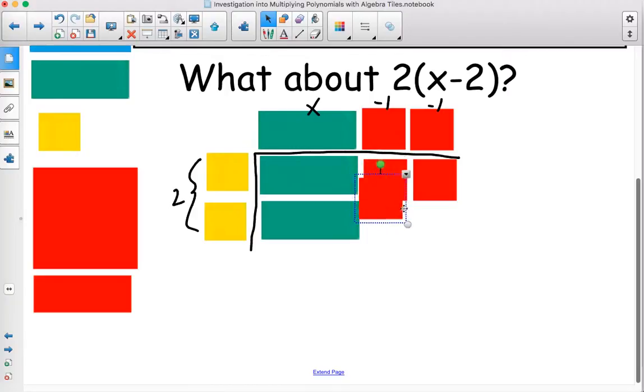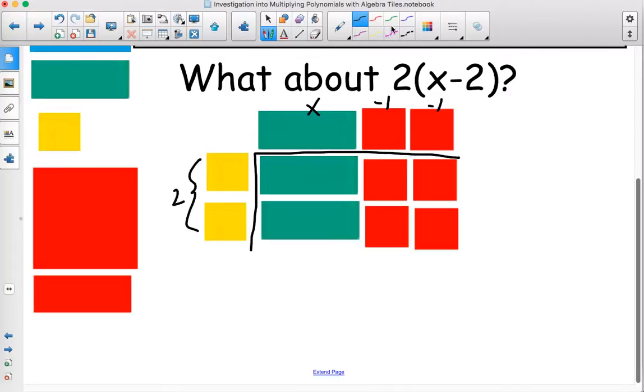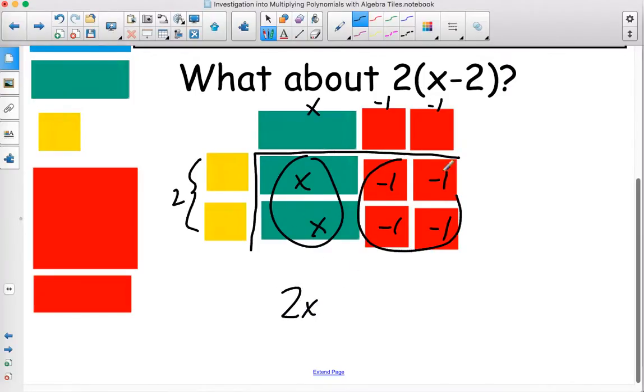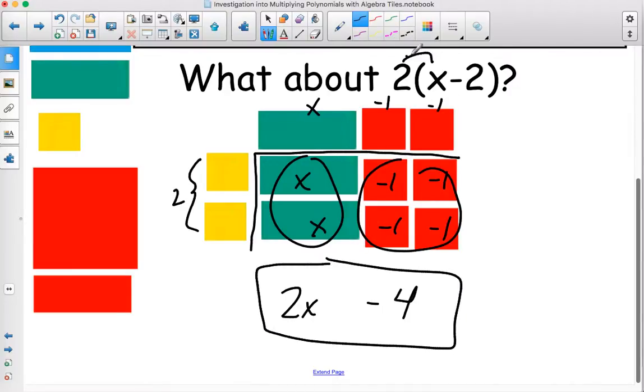And the reason why is because one of my dimensions was negative. So when I multiply 2 times x minus 2, what are the area pieces I get down below? Well, I get an x, I get an x, I get a negative 1, I get a negative 1, I get a negative 1, I get a negative 1. In total, I have 2 x's, and I have negative 4 1s. And hey, that's the same thing I would have got if I had distributed. I would have got 2x minus 4.